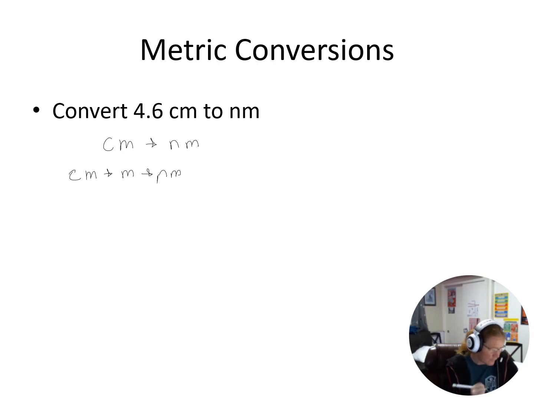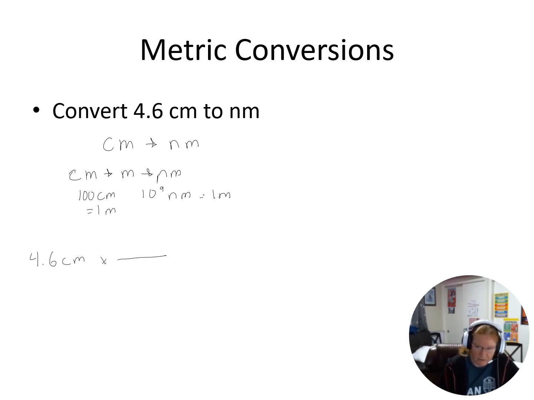Okay? All right, so I have 100 centimeters equals 1 meter, and then I have 10 to the 9th nanometers equals 1 meter. Takes a lot of nanometers to make a meter. Nanometers is a teeny tiny unit. I need a ton of the teeny tiny unit to make the base unit. Okay, so to do this, we're going to do our 4.6 centimeters.